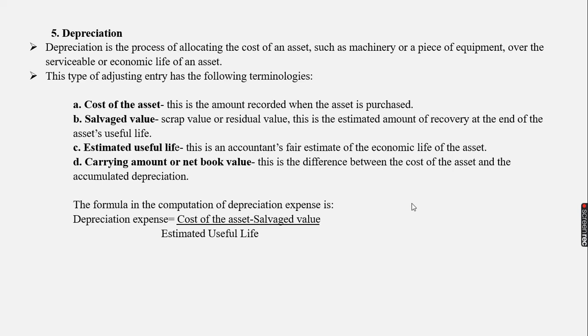Estimated useful life. This is an accountant's fair estimate of the economic life of the asset. Let's say, for example, for a building, 10 years useful life. Okay? For equipment, it can also be 5 years or 6 years, that's its useful life. The formula to compute depreciation expense is cost of the asset, less the salvage value or residual value, divided by the estimated useful life, okay?